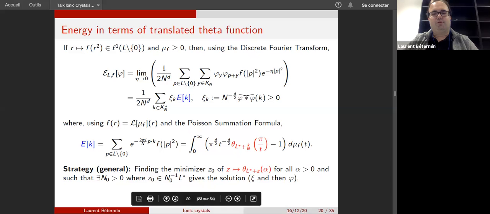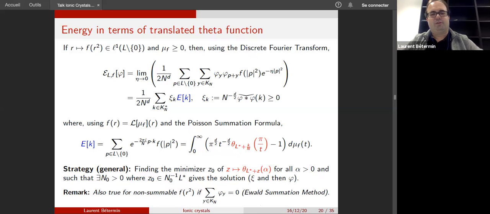So that's also true for non-summable functions, if you assume that everything is neutral on the periodicity cell, right?